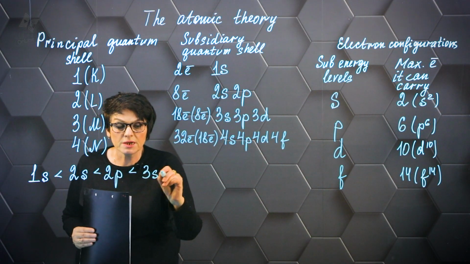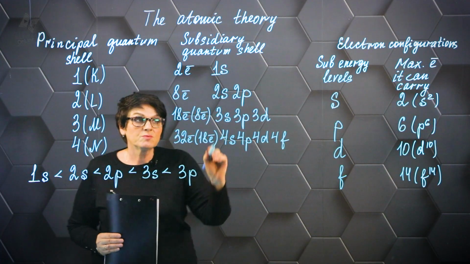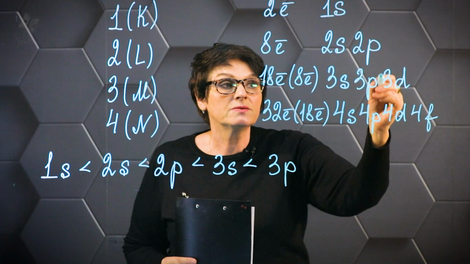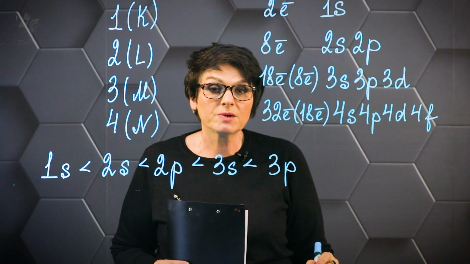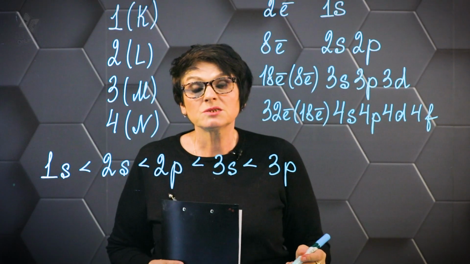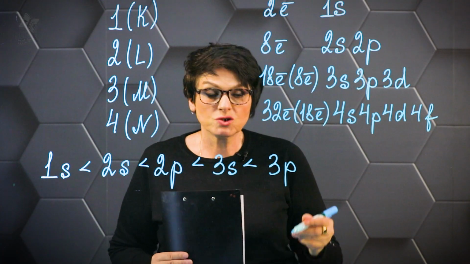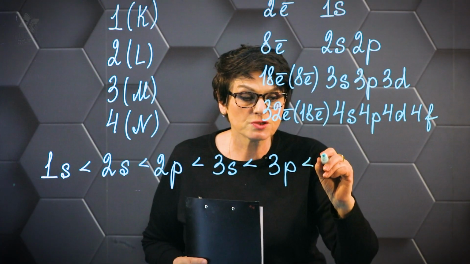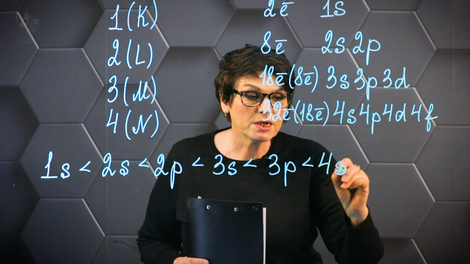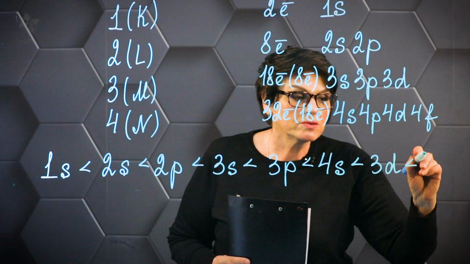Then comes 3S, then comes 3P, and it would seem that after 3P it would be a good time to fill 3D. But it doesn't happen. There is an explanation for this from the perspective of quantum numbers, which we will talk about in the next lesson. So the next step is to fill 4S, then it's 3D, then it's 4P.